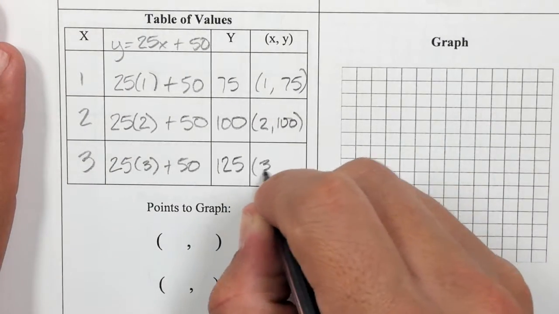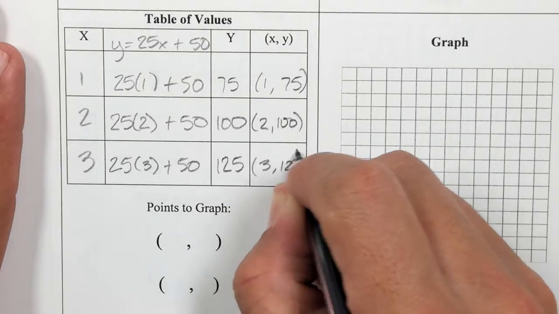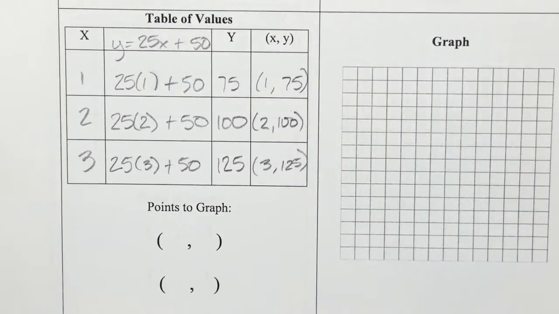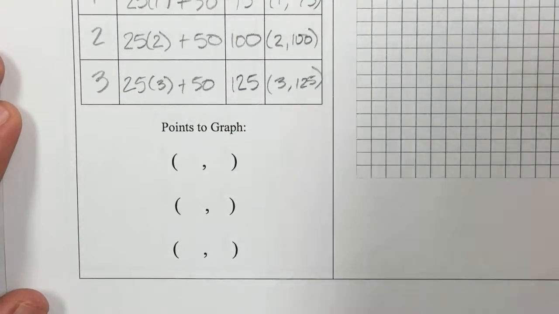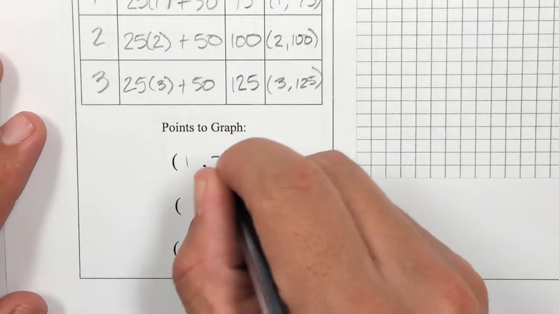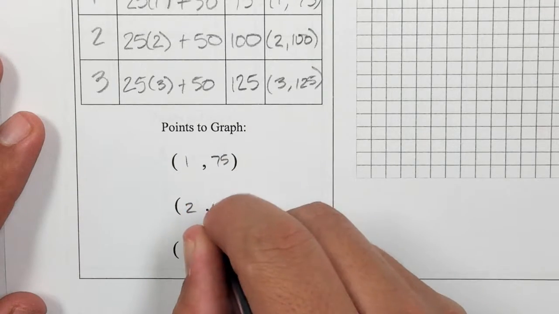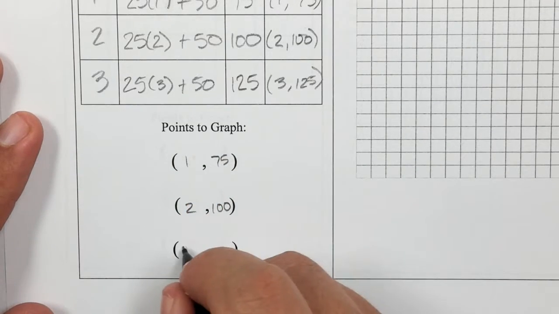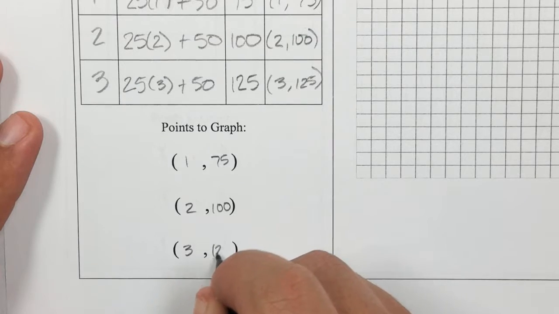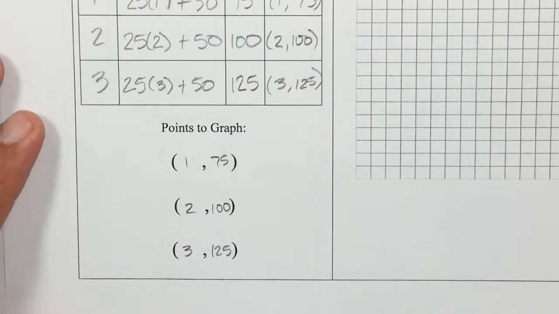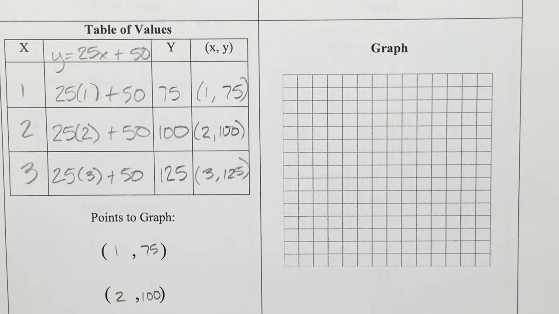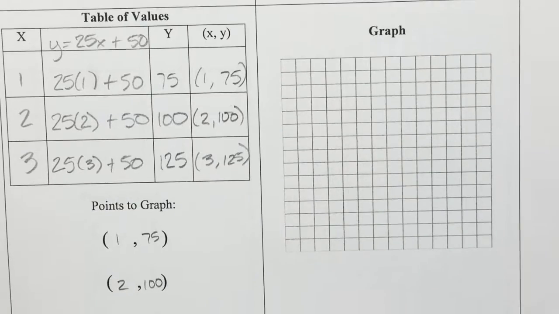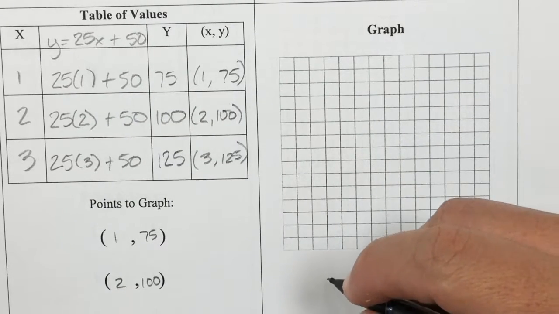Okay? So, we got our 3 points. Points to graph, we got 1, 75, 2, 100, and then 3, 125. Okay? And now we're going to graph it. Again, we got to label our X and Y. Again, if you're doing the define your variables, this is not hard. Okay, because the X is going to be number of hours.